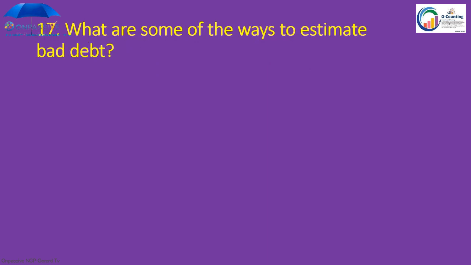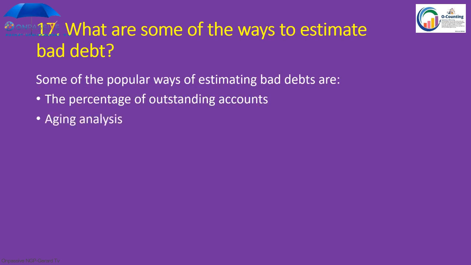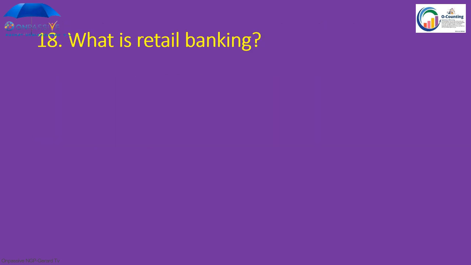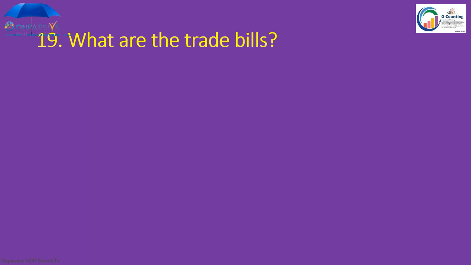What are some of the ways to estimate bad debt? Some of the popular ways of estimating bad debts are the percentage of outstanding accounts, aging analysis, and percentage of credit sales. What is retail banking? Retail banking or consumer banking involves a retail client, where individual customers use local branches of larger commercial banks.